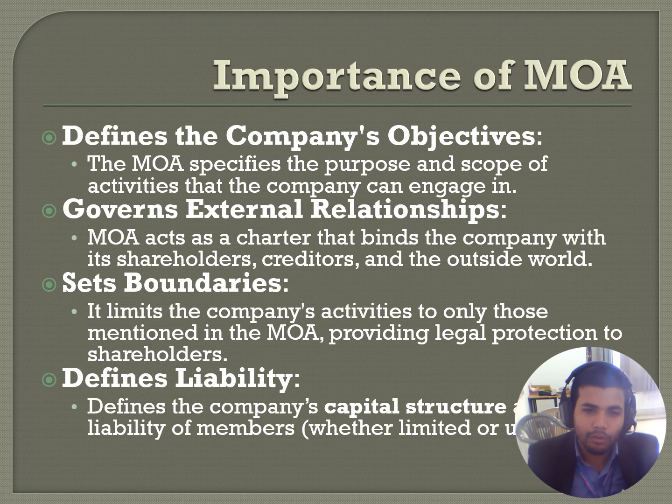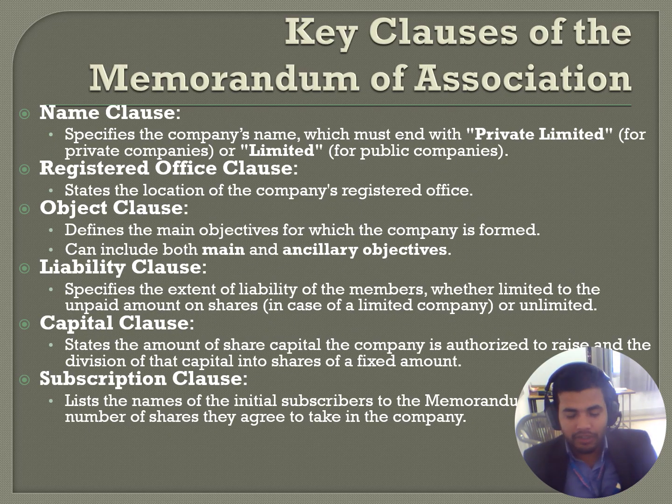The importance of the MOA is that it defines the company's objectives, it governs external relationships, it sets boundaries, and it defines liability. Liability can be of two types, limited and unlimited. The key clauses which should be in the Memorandum of Association start with the name clause. It should specify whether the company is a public company or a private company. It should address the registered office details. It should have the objective clause of the company. The Memorandum of Association should also have a liability clause, capital clause, and the subscription clause.